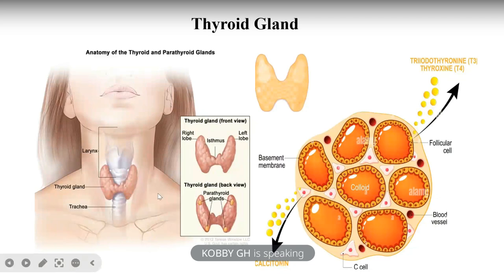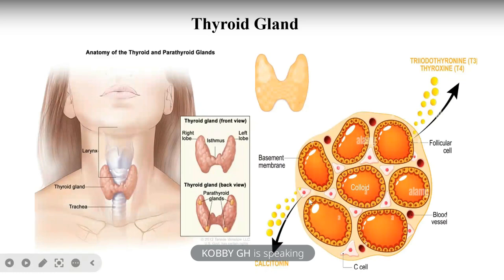Okay, good. So over here, this is showing the cells. You see, we can see the follicular cells. The follicular cells produce the T3 and then the T4. And then the parafollicular cells, these ones, the red and white. They are the parafollicular cells. They produce the calcitonin.